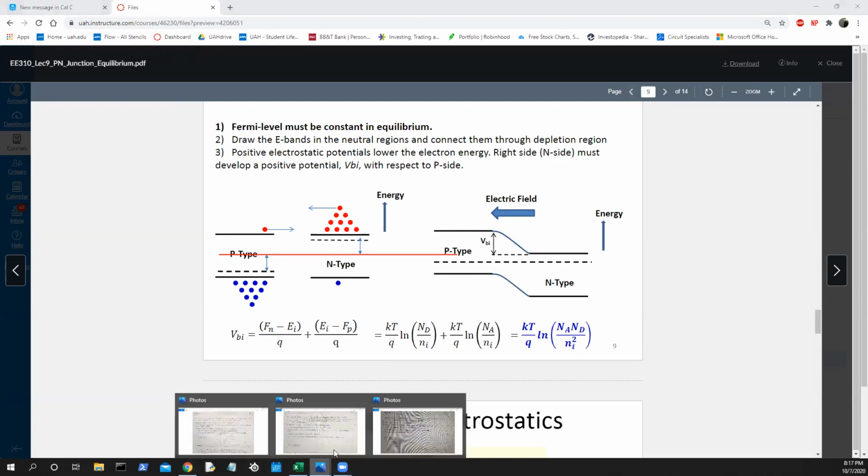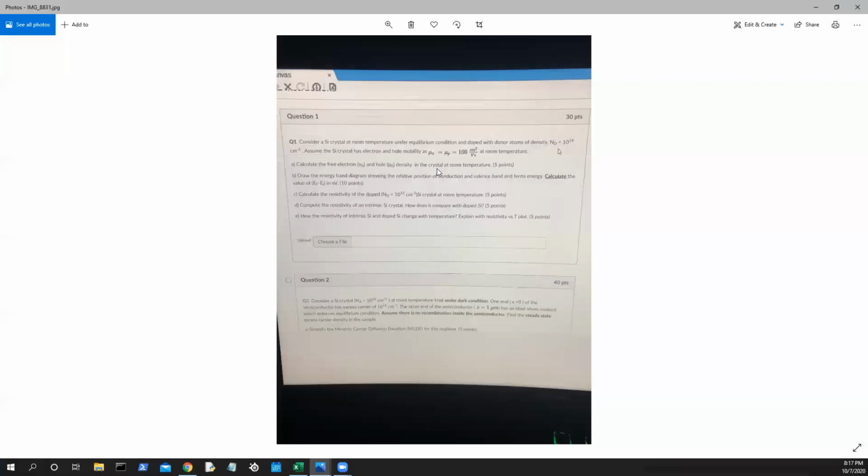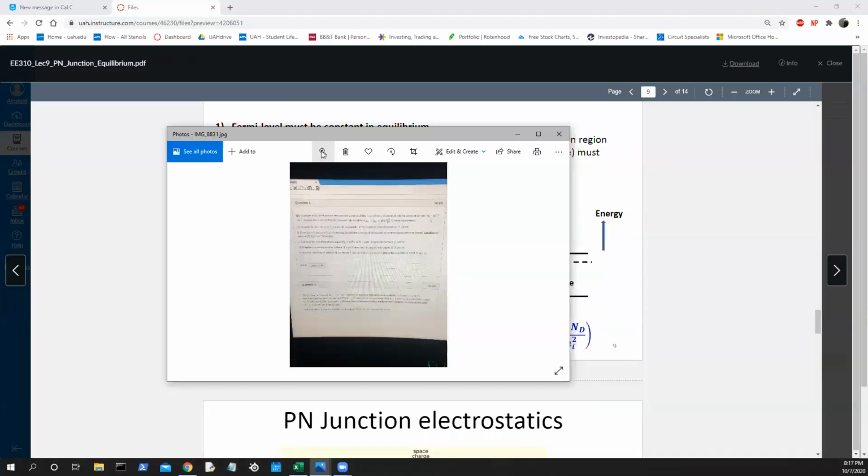So let's open back up the proper photo. This one. I gotta zoom into it again. Oh boy. I want to zoom into it again.